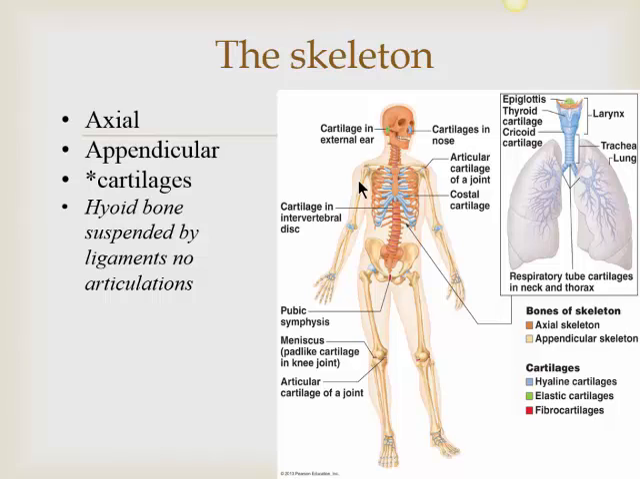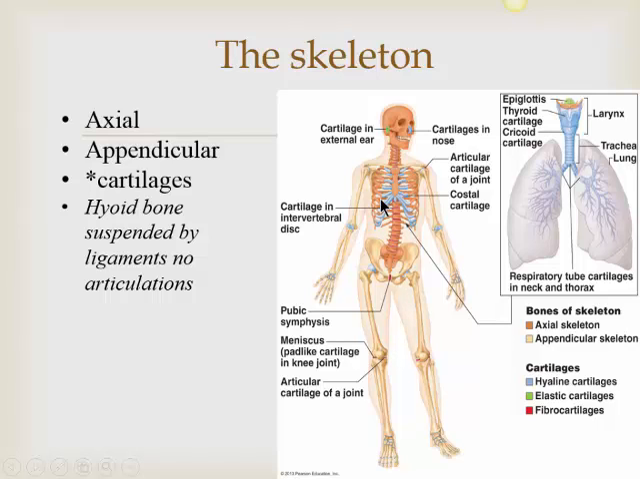So let's see how we discuss the skeleton. When we look at the skeleton, we have axial and appendicular skeleton. And obviously the skeleton consists of bones and cartilages. So the axial skeleton is the skeleton which is in the midline. It consists of the skull, the entire vertebral column, and the thoracic cage. The appendicular skeleton consists of the skeleton of the limbs, because the limbs are known as the appendages.